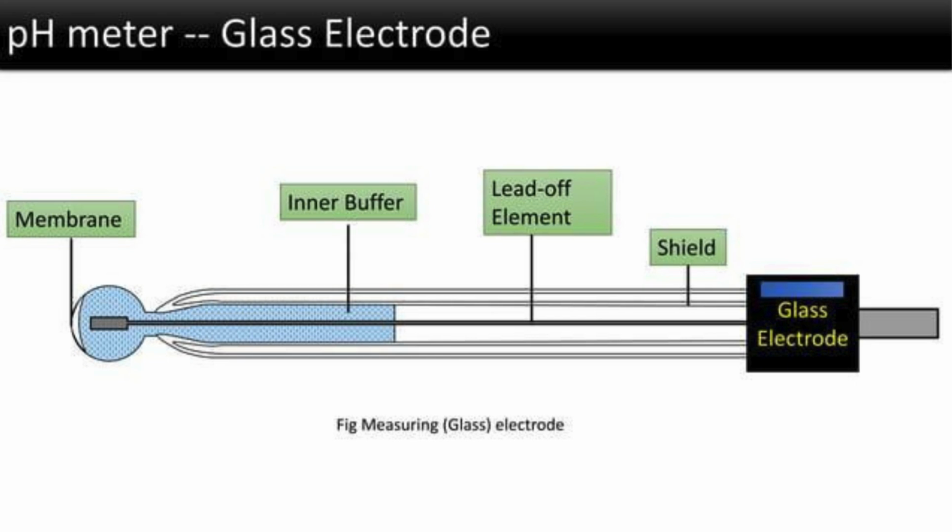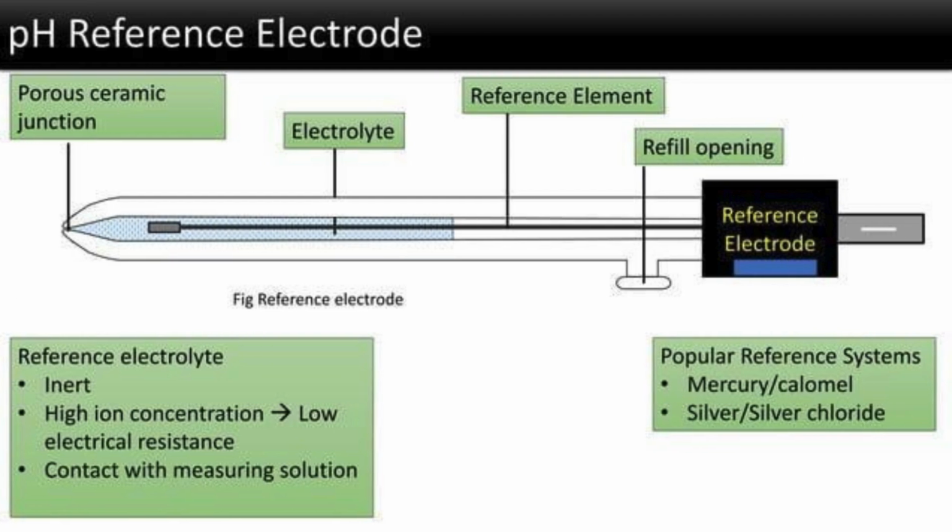Following this, you'll notice the reference electrode is just as important. It has a porous ceramic junction that allows slow contact with the test solution. It's filled with an electrolyte solution and contains a reference element, like a wire. There's usually a refill opening to maintain the electrolyte level.